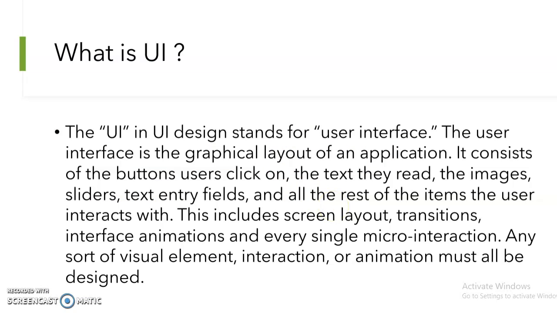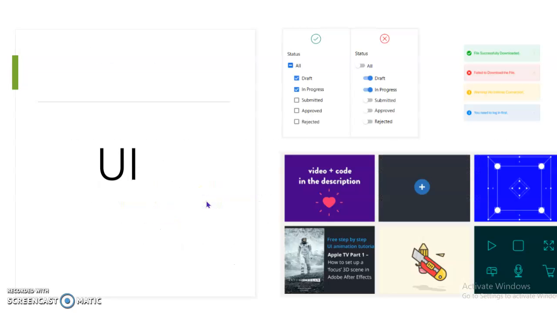UI. UI design stands for user interface. The user interface is the graphical layout of an application. It consists of the buttons users click on, the text they read, the image sliders, text entry fields, and all the rest of the items the users interact with. This includes screen layout, transitions, interface animation, and every single micro interaction. Any sort of visual element, interaction, or animation must be designed. Let's look more with assets here.